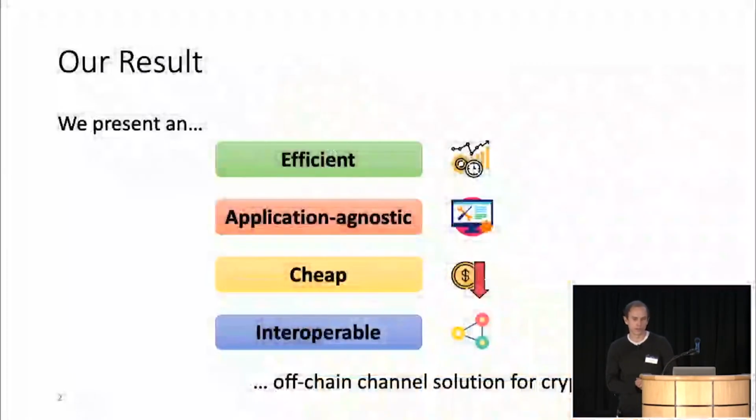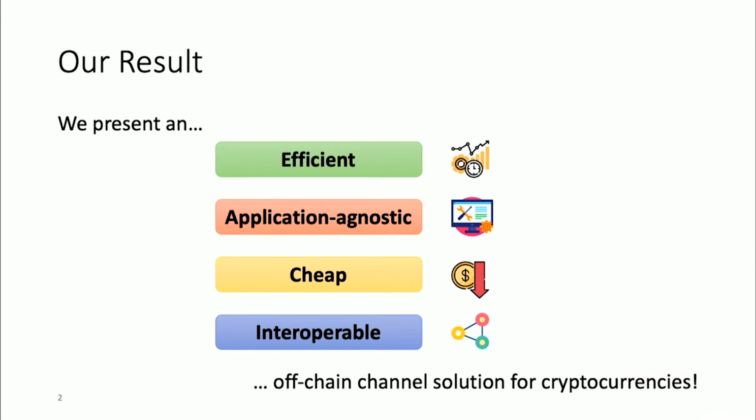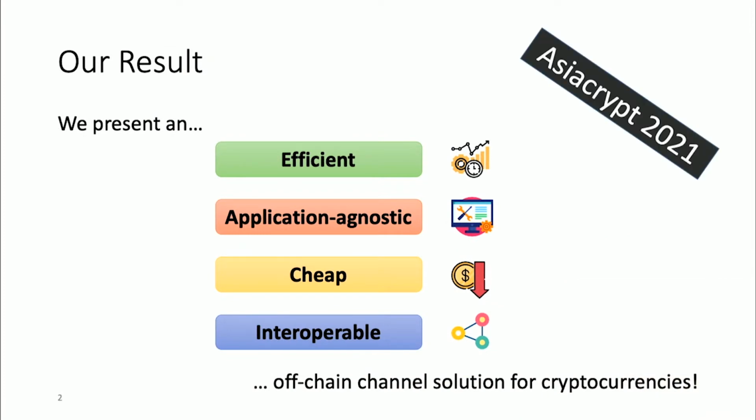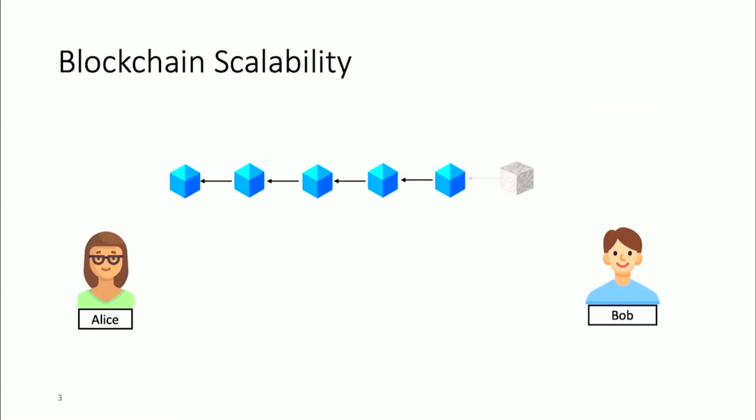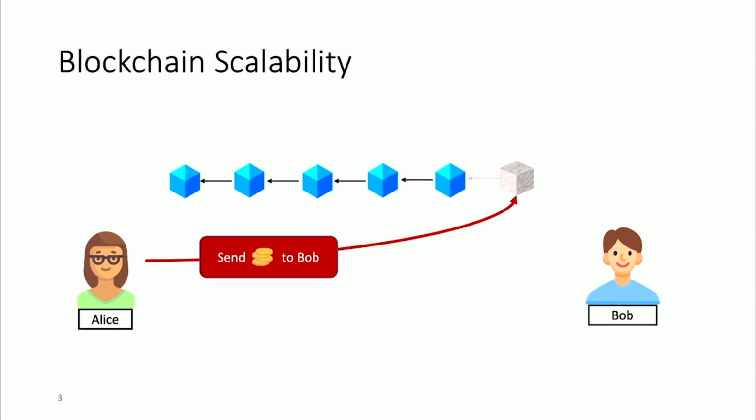So we present an efficient, application-agnostic, cheap, and interoperable off-chain channel solution for cryptocurrencies. And I'm going to elaborate a bit later on what exactly this means. I want to quickly point out that this paper appeared in last year's Asiacrypt. Okay, so what is actually the problem? Why do we care about this? So in permissionless cryptocurrencies, we usually have this global data structure called the blockchain.